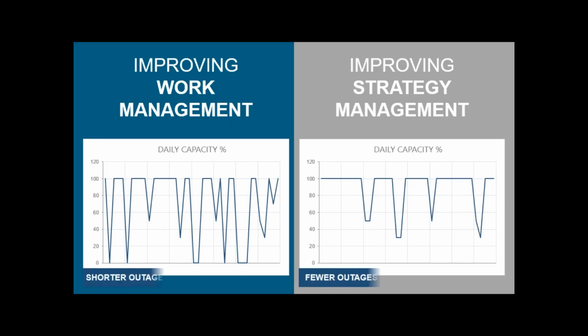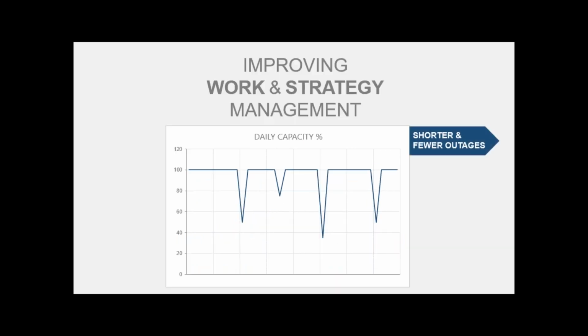So we need to combine those two things together. We need to combine work management and strategy management, shorter outages, less outages, to provide us with that predictable performance that we're looking for. So we all start out with this goal of creating a really good strategy, and today's about how does our strategy deteriorate and how does that affect risk.